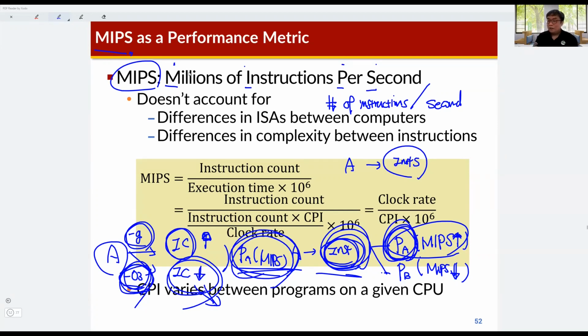This is a little bit confusing because for the same number of instructions, we can use MIPS as the performance metric. But for different situations, like a different instruction count, we cannot directly use MIPS as the performance metric. So you need to remember this, because this is a little bit confusing.